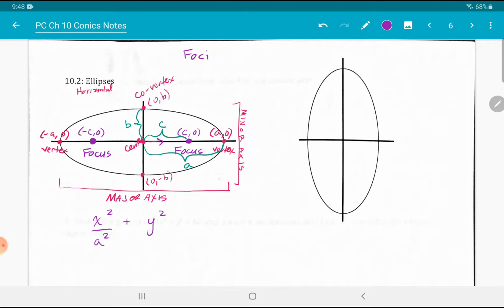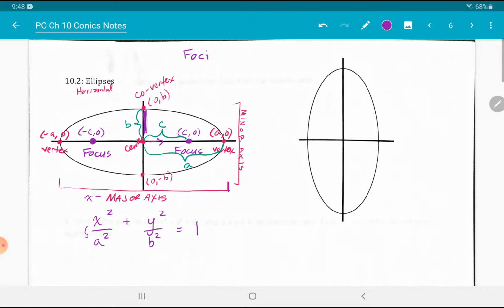Because x is along the major axis, it makes sense that the a is directly below the x. Okay, so x squared over a squared plus, since the y was the minor axis, the b value is associated with the y's, so it'll be over b squared. And for all ellipses, we're always going to make it equal to 1.